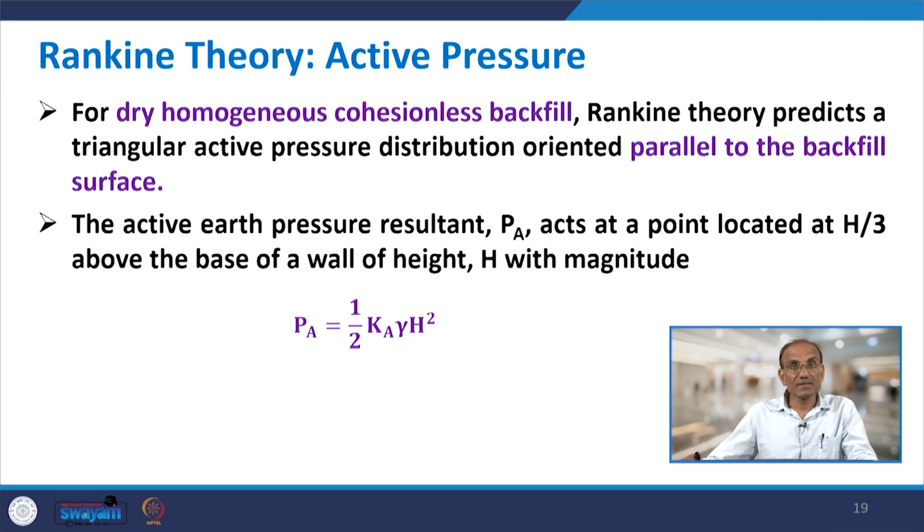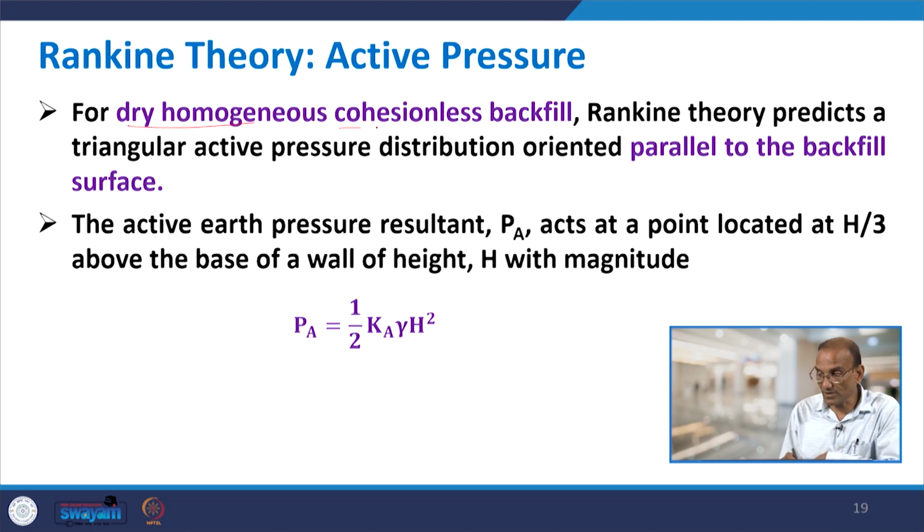Continue with this active pressure case. For dry homogeneous cohesionless backfill, Rankine theory predicts a triangular active pressure distribution which is oriented parallel to the backfill surface. The active pressure resultant acts at a point which is located at h by 3. So, this is basically the case when you have, number 1, dry. The second thing, cohesionless backfill, that means you have C equal to 0.